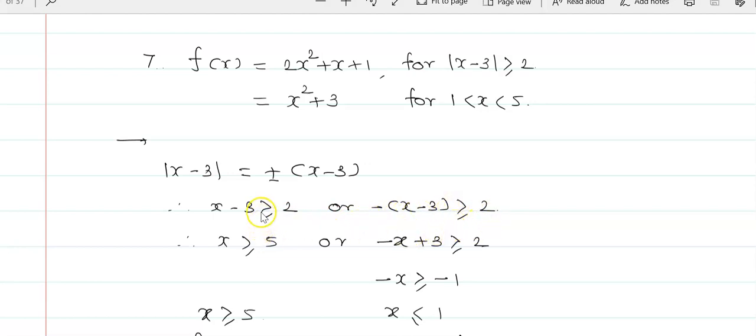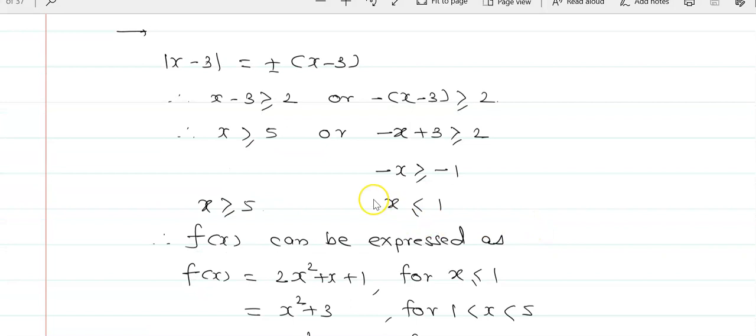Solve this. Add 3 on both sides. X is greater than or equal to 5. Minus x plus 3 is greater than or equal to 2. If you solve this, then you will get x is greater than or equal to 5 and x is less than or equal to 1.